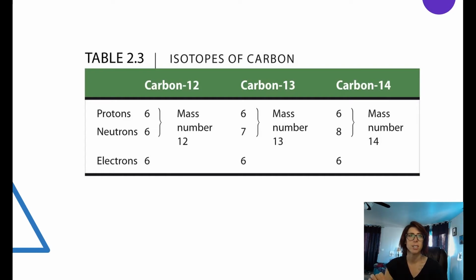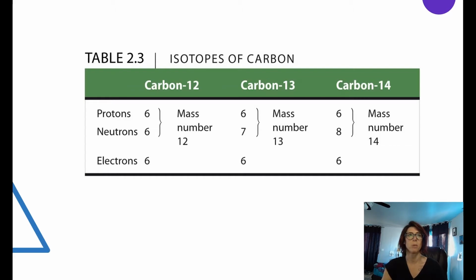What is different in these different versions of carbon, these different isotopes of carbon, carbon 12, 13, and 14, is the number of neutrons, right? Now the atomic number is the number of protons, and that doesn't change. The atomic mass is the number of protons plus the number of neutrons. So when you have more neutrons in an element, you have a heavier isotope and a larger atomic mass.